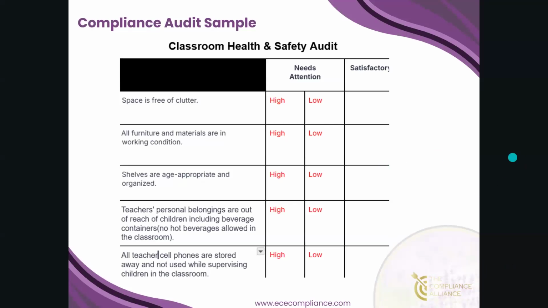All right, here's a quick snippet of an audit, right? Here's a compliance audit sample. This is a classroom health and safety audit. And you can take a look on the left. You have the topics that you're going to audit. You see needs attention, high and low in red, and then satisfactory. So I'm going to be taking a look at the high and low. That is a risk factor that I want to talk about.